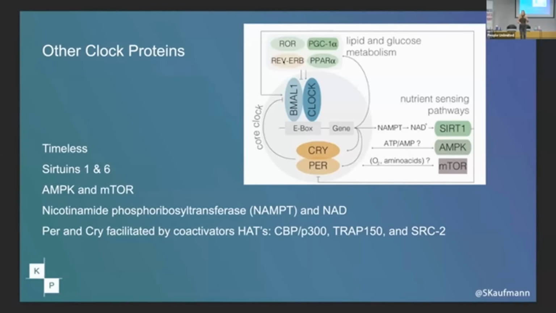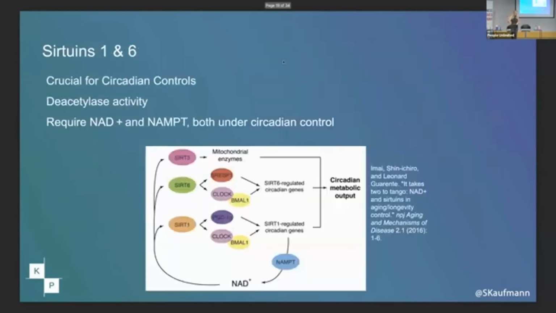Sirtuins, we all know sirtuins. Turns out that sirtuin 1 and 6 are integral to all of this, and we're going to get to that in a second, but we know that sirtuins drop with age, and I'm sure all of you are on sirtuin activators. AMP kinase and mTOR, those affect this, right? And that has to do with how much energy you have to feed into the system to sleep or not to sleep. NAD is very important, as we know, and then there's a variety of other things, the cofactors, but we don't need to go into much detail.